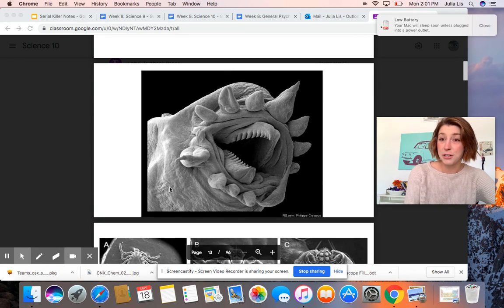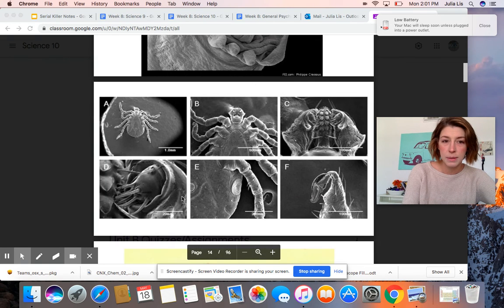Here is a picture of some images produced by an electron microscope. Okay, so these are like dust mites right here.